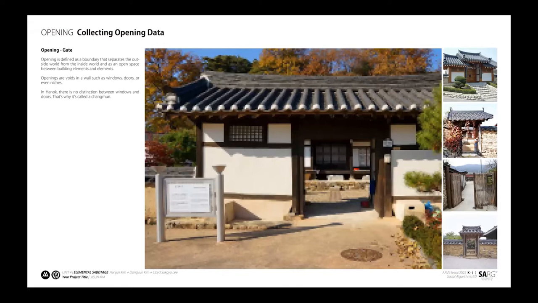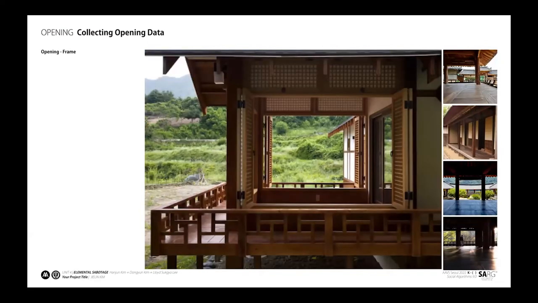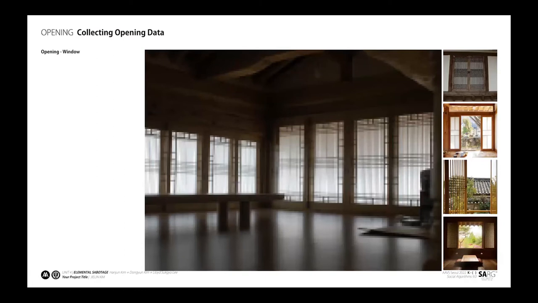I collected more images that fit the definition of opening. Daemun is the first opening, used to enter the hanok. The gates of hanok are characterized by different shapes depending on the owner's status. The second opening is frame. The frame is an element of the opening seen on the model. And the third opening is window. The window passes through light and scenery.